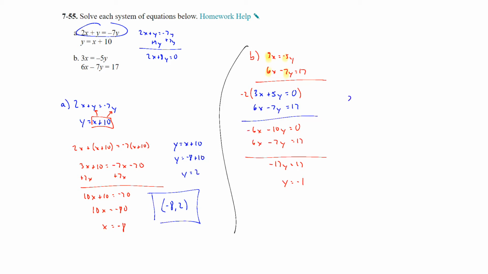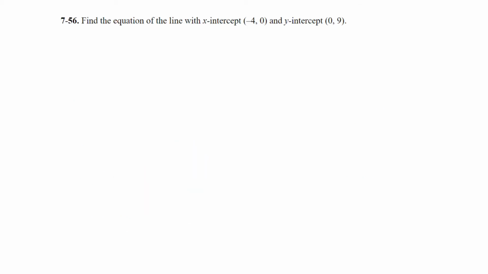And now I'm going to take the first equation and plug in y equals negative 1. So we get 3x equals negative 5 times negative 1, and then we get 3x equals 5, divided by 3, and x is equal to 5/3. So our ordered pair would be 5/3, comma negative 1. Do not write 5/3 as a decimal. You can write it as 1 2/3, that's fine, but not as a decimal because it's a repeating decimal.